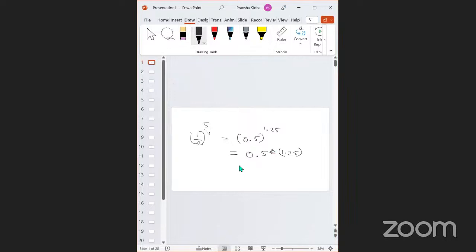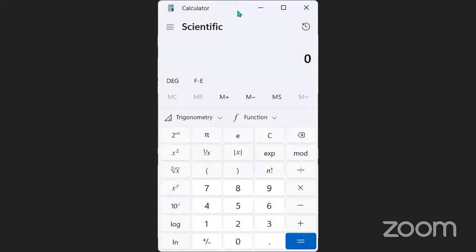For people who don't know, there is an x to the power y option, no? You can use that, that automatically inserts this sign. Open the scientific calculator, there will be x to the power y. See, this is a calculator, right? So 0.5, and here is x to the power y at the leftmost corner. Just type it to calculate that.